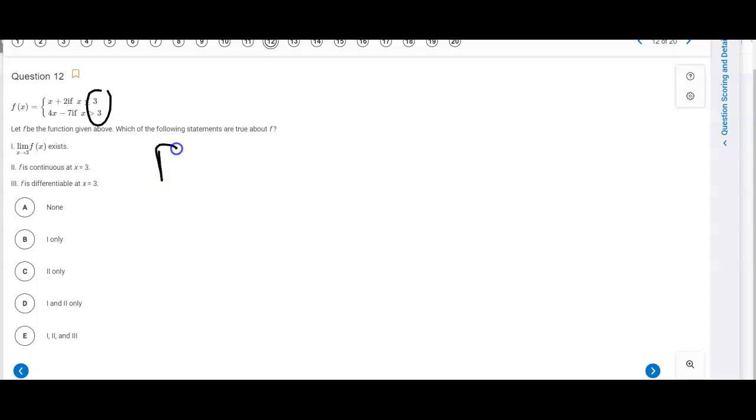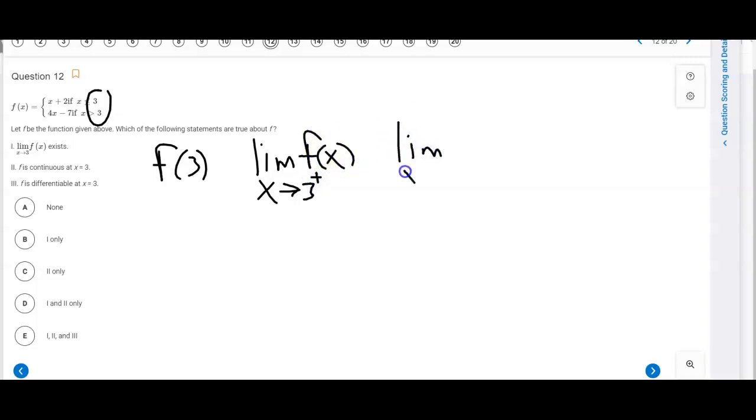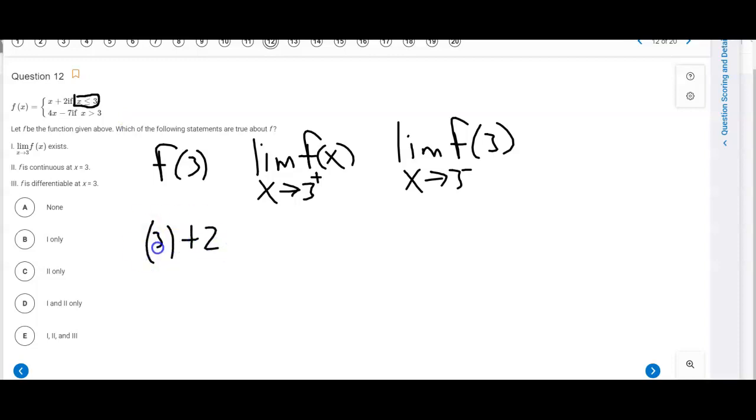Well, what we're going to do is find what is f of 3. Then we're going to find what is the limit as x approaches 3 from the right. And then we're going to find what is the limit as x approaches 3 from the left. If all three of those come out to be the same value, then it's continuous. So let's do that. So first of all, f of 3. I want to plug 3 into this function. So where am I allowed to plug 3 in? Well, I'm allowed to plug in 3 anywhere where x equals 3. So right here is where x can equal 3, because it says it can be less than or equal to. So in this case, I'm going to use the x plus 2 equation. So I'm going to plug in 3 there for x.